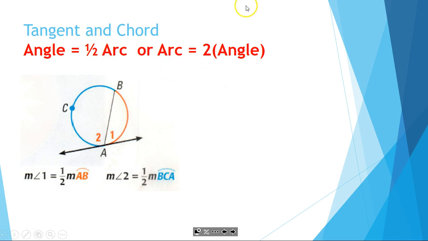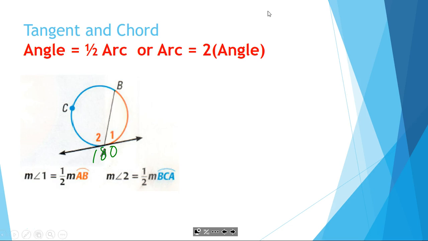Then we have this rule, tangent and a chord. So when we have a tangent and a chord, first of all, what does a line measure? A line measures 180 degrees, so that means this line down here measures 180. We also know that the circle is 360. Well, that line is half the circle. So that is a relationship that we're going to use when we talk through this problem.